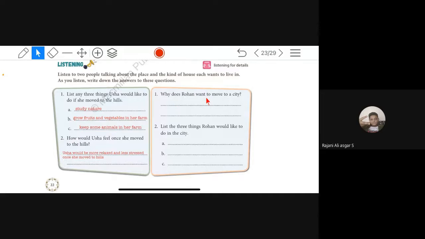Why does Rohan want to move to a city? Sir, for the concerts, to meet different people.